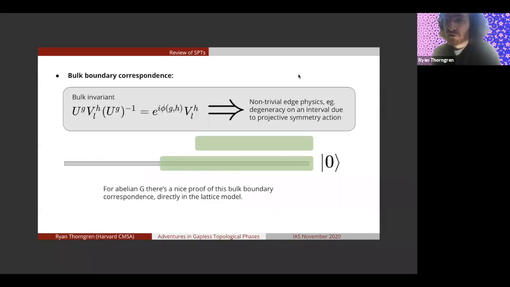And the bulk boundary correspondence for these systems tells us that if these endpoint operators have non-trivial charges, then we have to have something going on at the boundary. And in this case, what's going to happen is that we're going to have some projective symmetry action at the edge, where these charges are going to show up in the commutators of the symmetry operators. So let me show you just a pictorial proof of this fact, because it's cute.